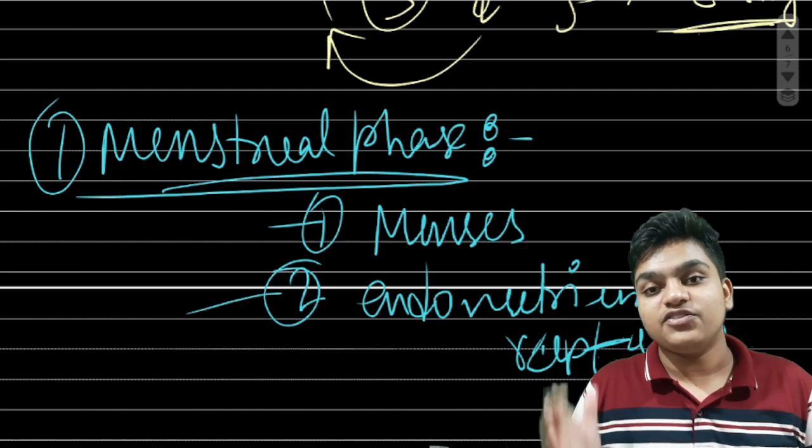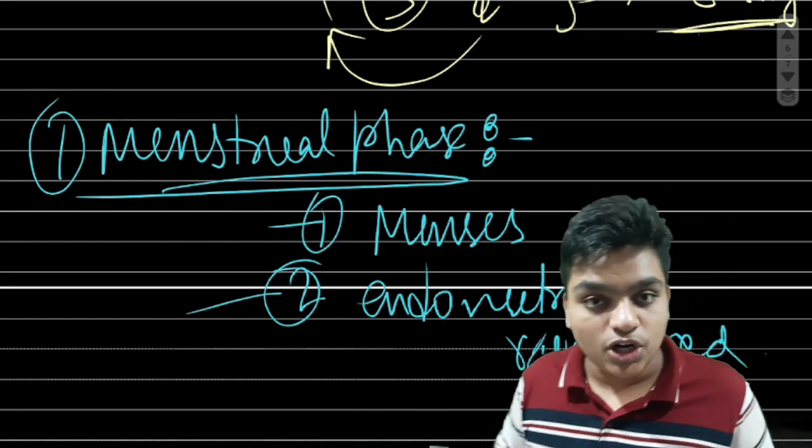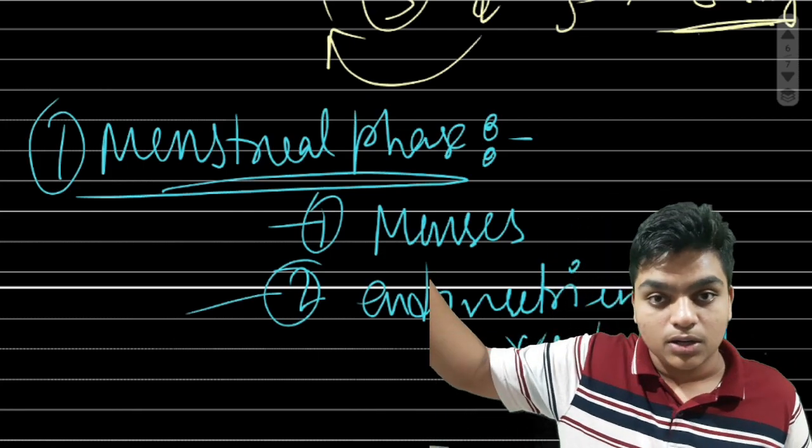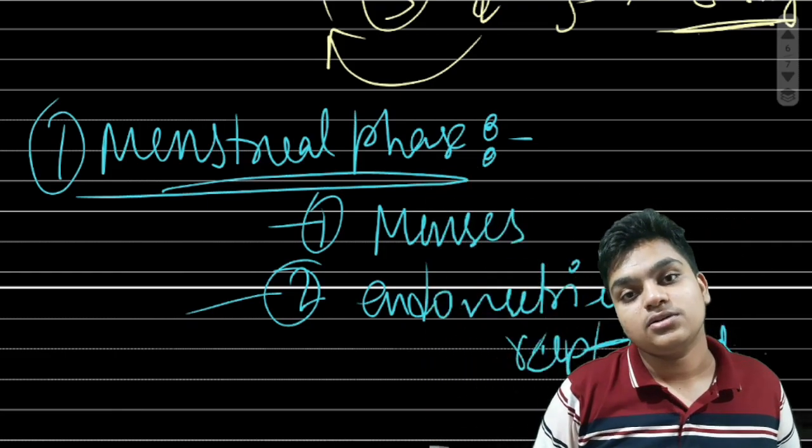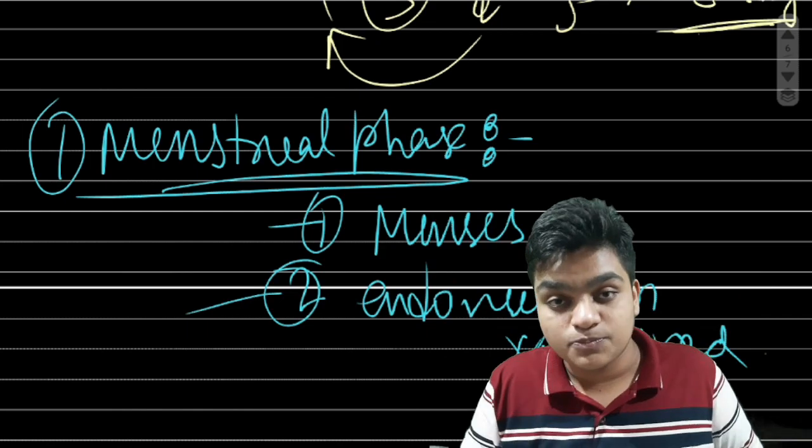Fertilized egg is not received here. Fertilization did not take place in the part of ampulla. There was no sperm entering. So that is why this is all getting wasted, and that is why the endometrium is ruptured.